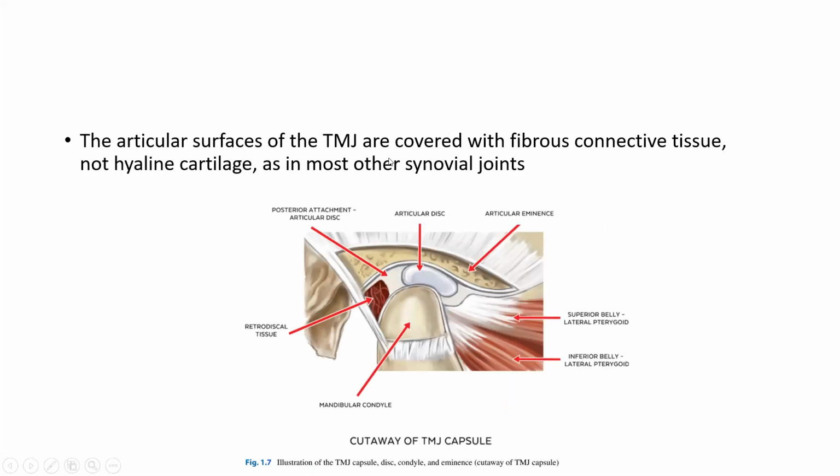The articular surfaces of the TMJ are generally covered by fibrous connective tissue, in contrast to other synovial joints, which are generally covered by hyaline cartilage. So this is the articular disc. This is the condyle of the mandible, this is the posterior attachment of the articular disc, and this is the anterior attachment of the articular disc. The anterior attachment of the articular disc has the attachment to the lateral pterygoid muscle.